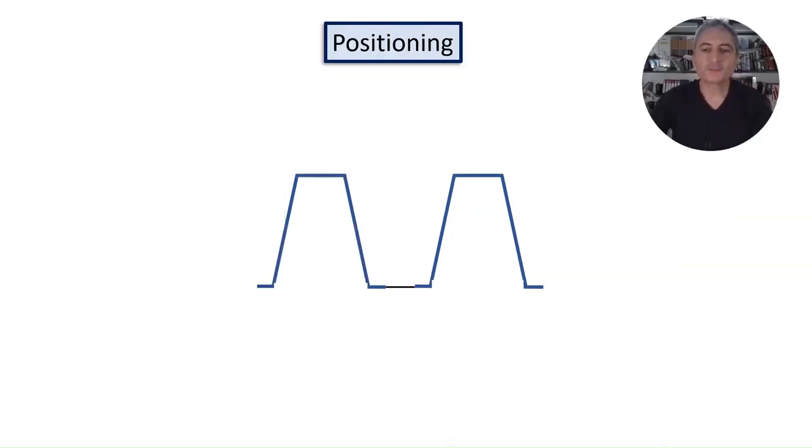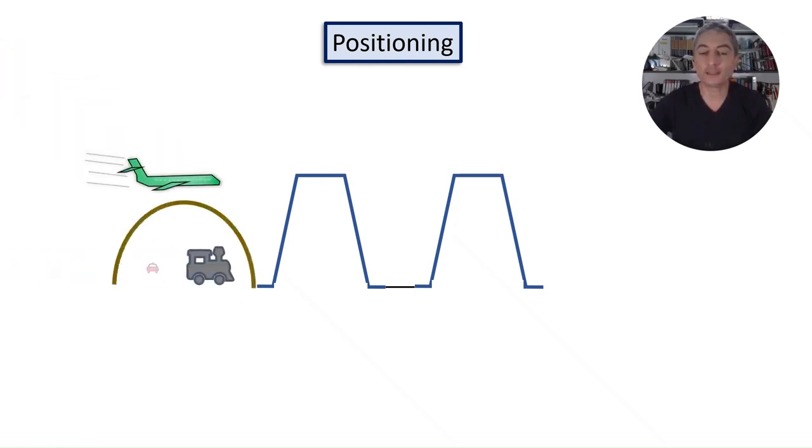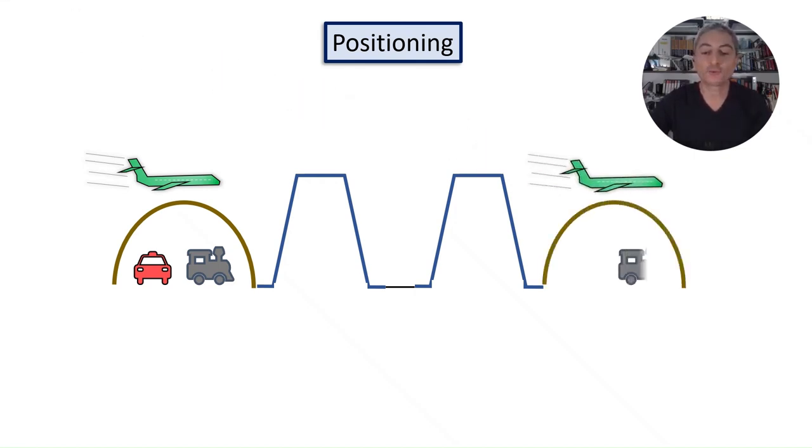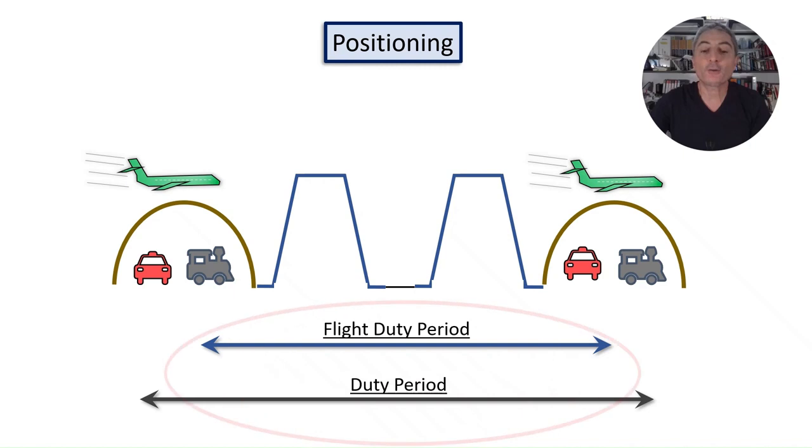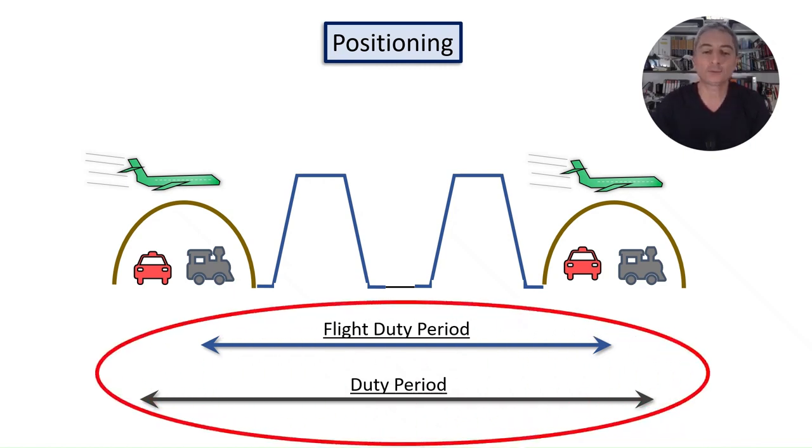So the positioning, what is the positioning? It means that when we have to do some flights during the day, but we don't start to fly from our base, we need to either go to another place before starting to fly, or come back to our base after flying. And how can we go there? By aircraft as a passenger with another flight, either with our company or another company, or by train or by car. And the problem is again how we calculate the flight duty period and the duty period in case of positioning. Let's go to see.